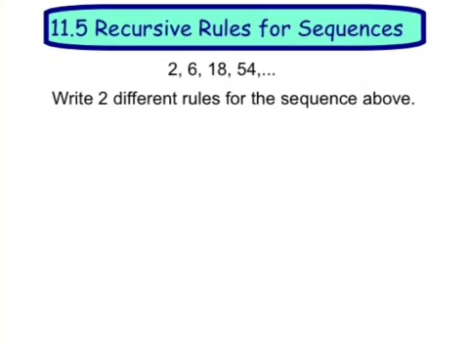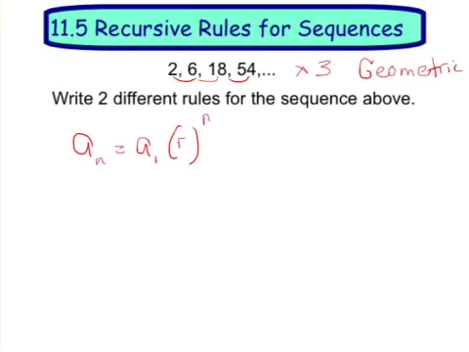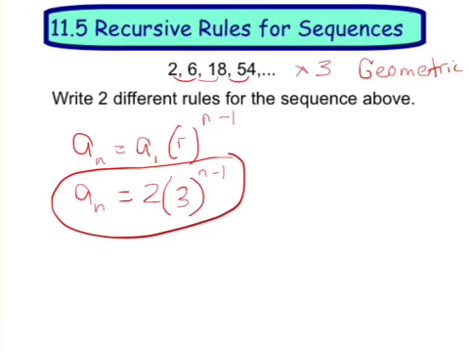So let's see another. For this rule, I have to first find the pattern, and it looks like I'm multiplying by 3. This makes it a geometric sequence. So to write the rule for the geometric sequence, I'm going to use this general form. So it says the nth term is the first term, 2, times r, which is 3, to the n minus 1. That's my geometric rule.